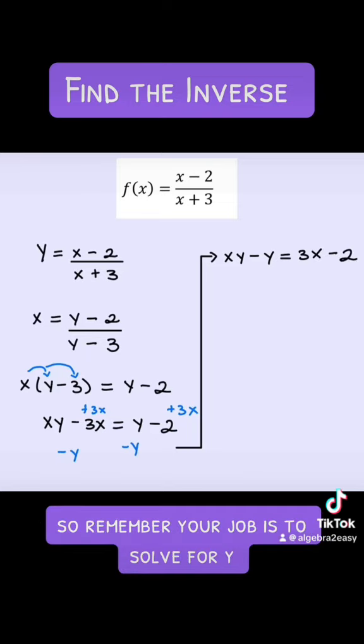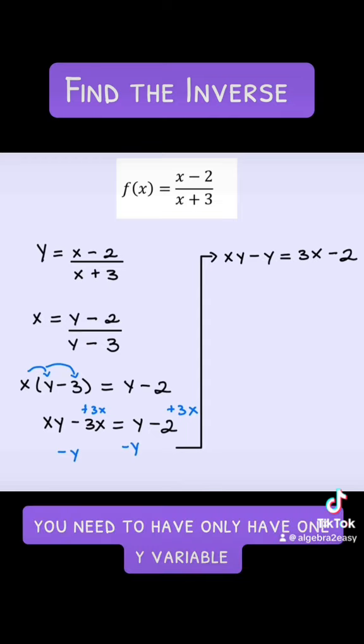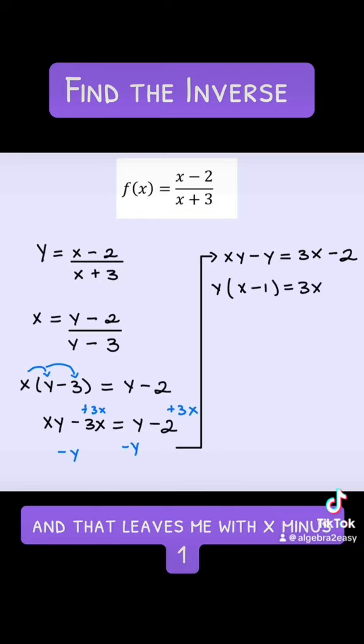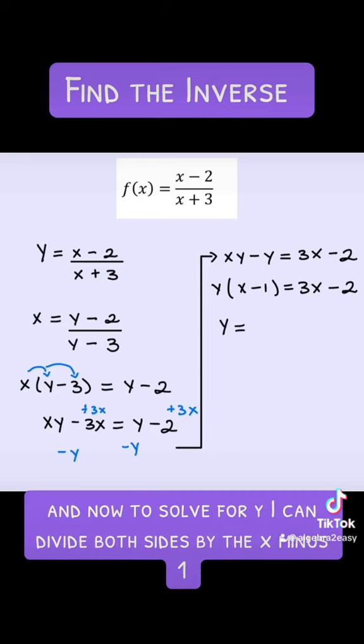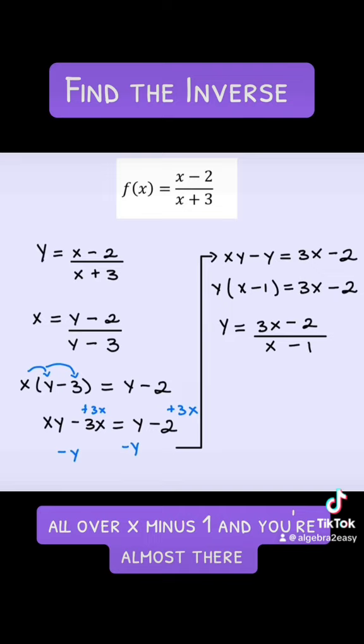So remember, your job is to solve for y. You have xy minus y. You need to only have one y variable. So to do that, we're going to factor a y out of that binomial, and that leaves me with x minus 1. And now, to solve for y, I can divide both sides by the x minus 1. So I have y equals 3x minus 2 all over x minus 1.